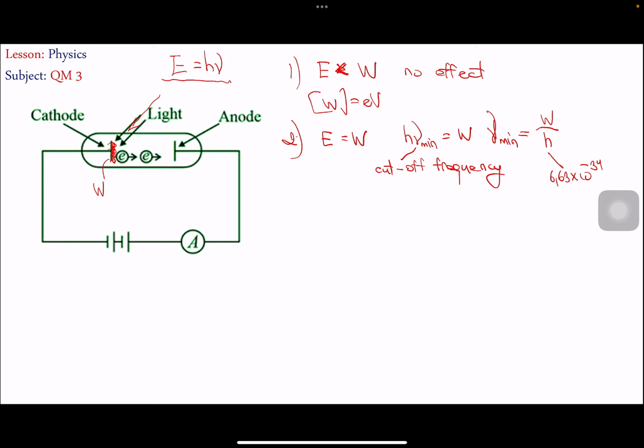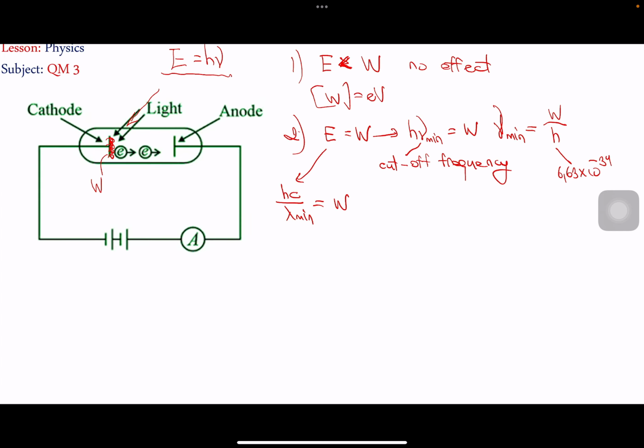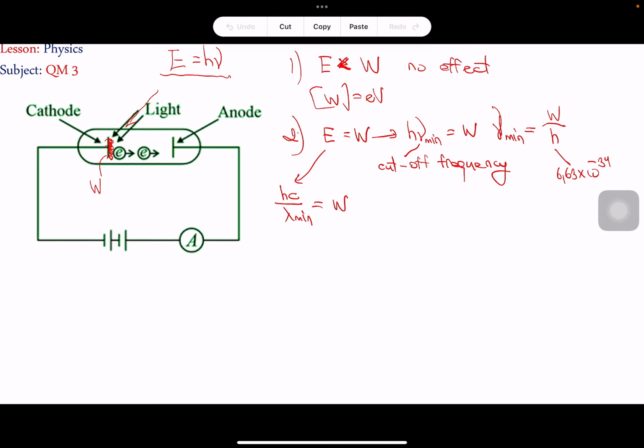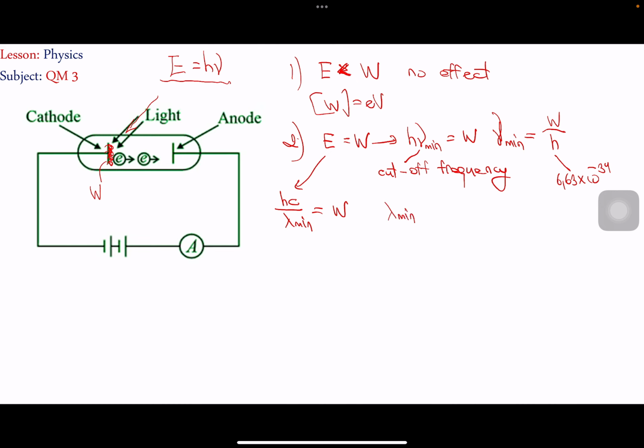Okay. Well, likewise, we can also find the cutoff wavelength. We know that the energy can be rewritten as hc over lambda minimum, and that will be equal to the work function. In this case, we have two cases here. We can find the cutoff frequency, and likewise we can also find the cutoff wavelength. So the cutoff wavelength can be derived as hc over the work function. So this is called the cutoff wavelength.